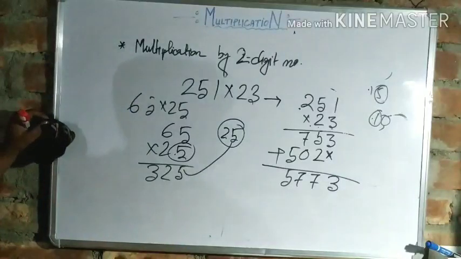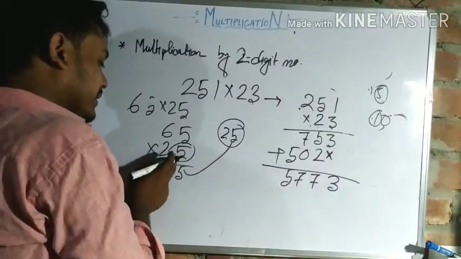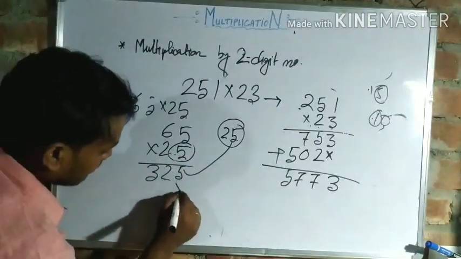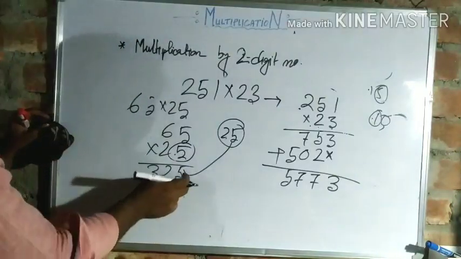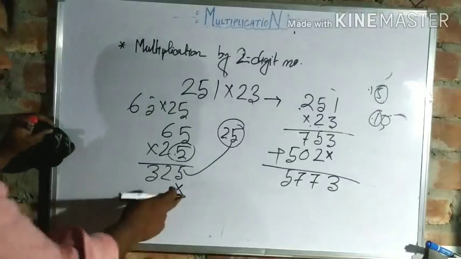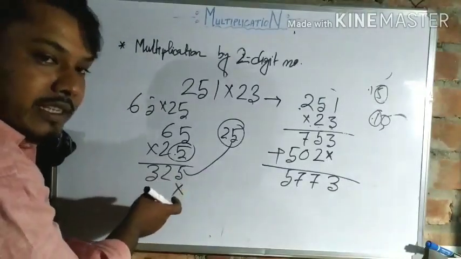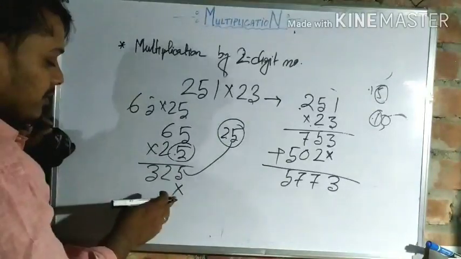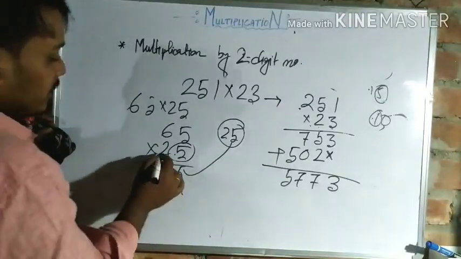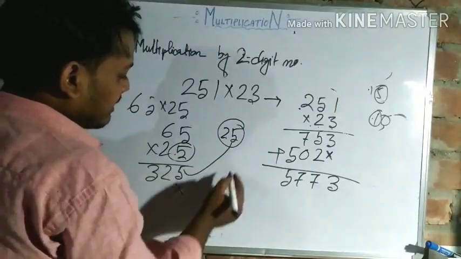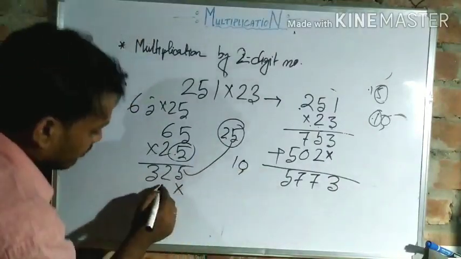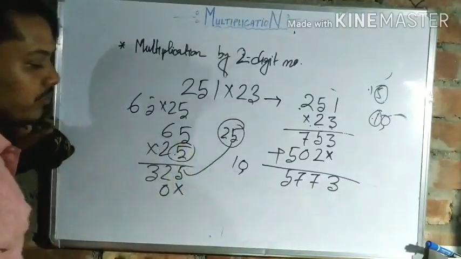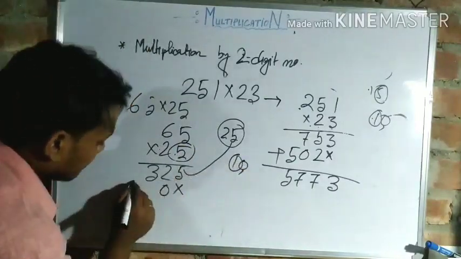Now what is the rule? When we multiply by the second digit of this number, first we put a cross below the last digit, or you can put a 0 here also. If you put 0, then no problem. So 2 times 5 is 10, a 2-digit number, so 0 sits here and 1 is carried over. 6 times 2 is 12, and 12 and 1 is 13.